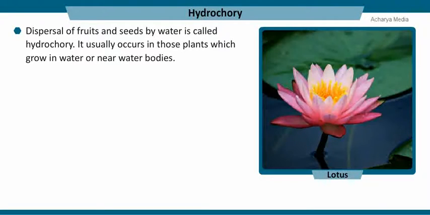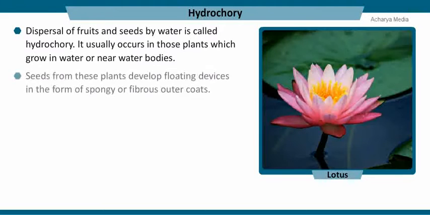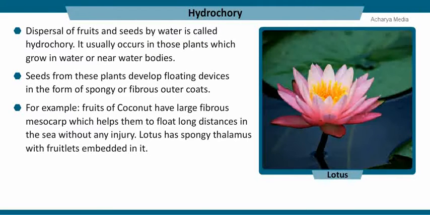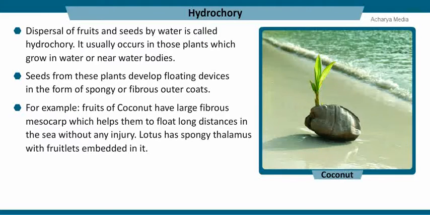Dispersal of fruits and seeds by water is called hydrochory. It usually occurs in those plants which grow in water or near water bodies. Seeds from these plants develop floating devices in the form of spongy or fibrous outer coats. For example, fruits of coconut have a large fibrous mesocarp which helps them to float long distances in the sea without any injury. Lotus has a spongy thalamus with fruitlets embedded in it.